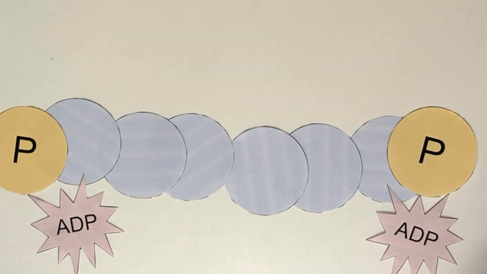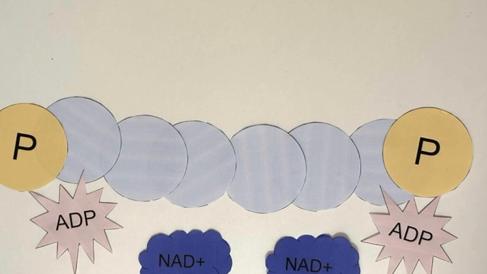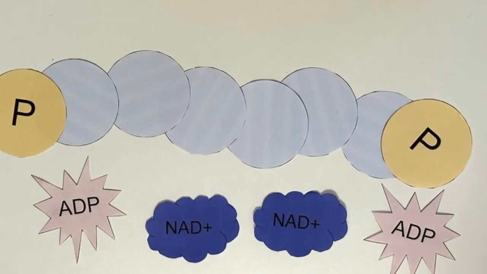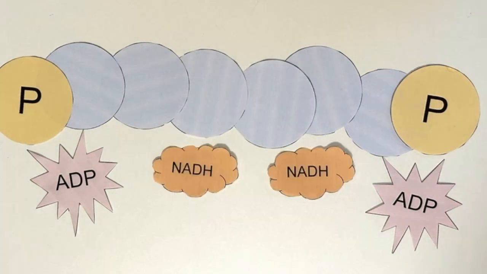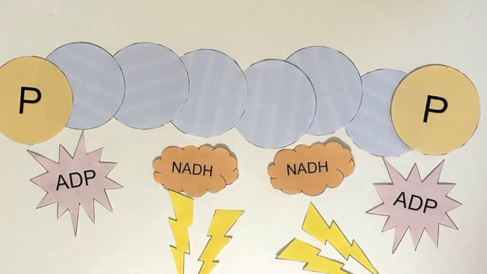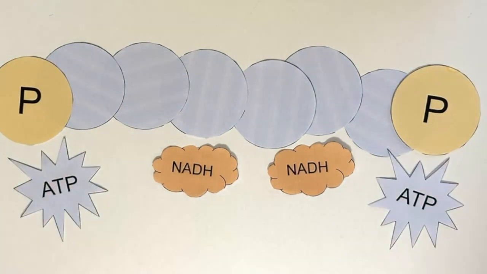In this step, NAD+ is reduced to NADH, and the ATP is generated. The energy released in the previous step is now used to convert ADP to ATP. This step marks the first direct production of ATP in glycolysis. The final steps involve the conversion of phosphoenolpyruvate to pyruvate, accompanied by the production of ATP.